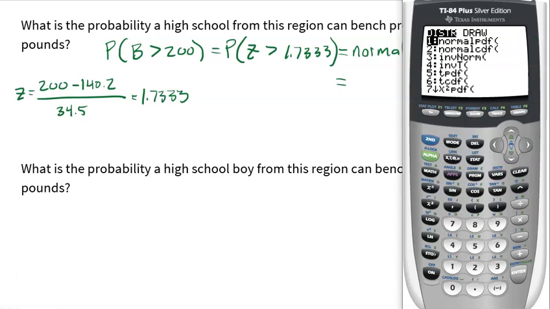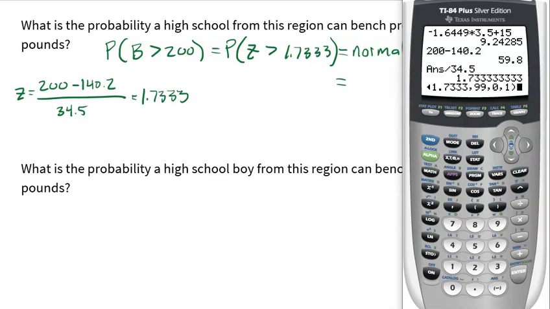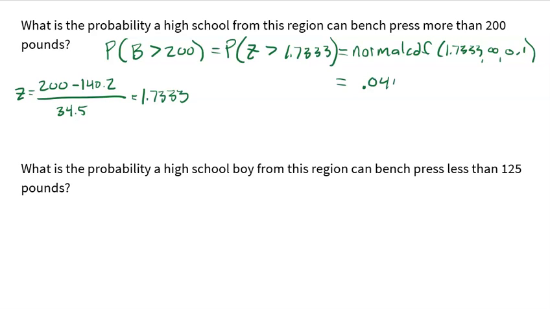So now when I go to normal CDF here, I'm going to do 1.7333, and I'm going to go to an upper value of 99, because again, I don't have the infinity button on my calculator, and the probability is 0.0415. So if you were to consider significant as 5% or less, then this would be significant. A boy benching 200 pounds would be considered significant because the probability of being more than 200 pounds is less than 5% at 0.0415.